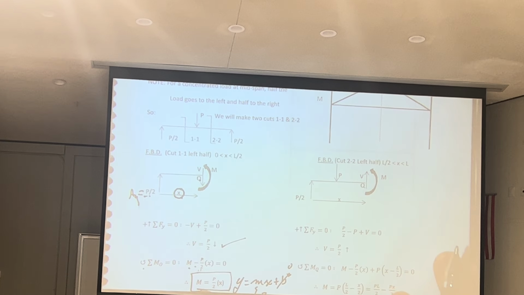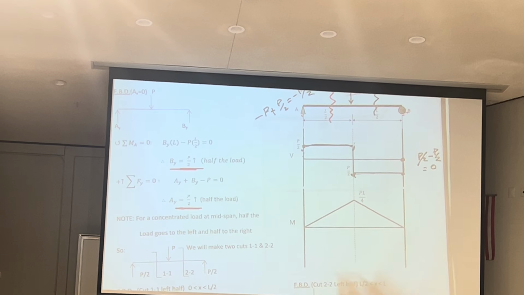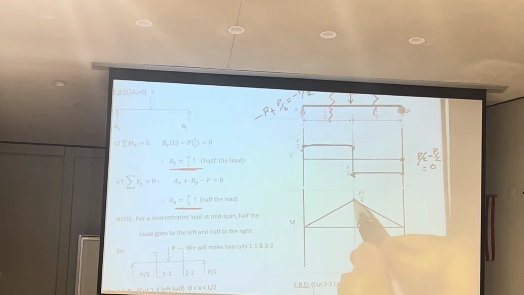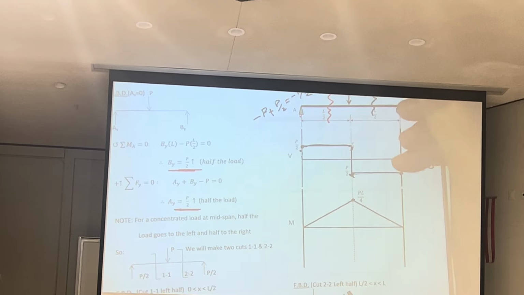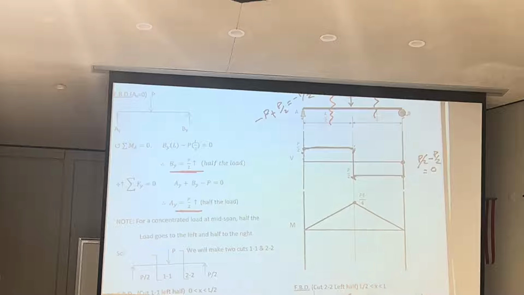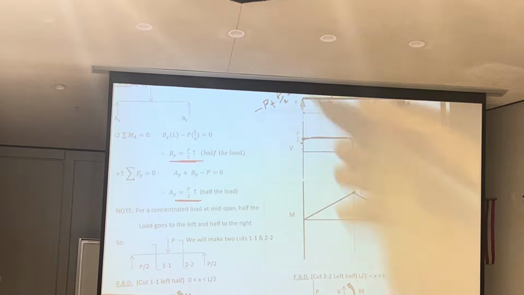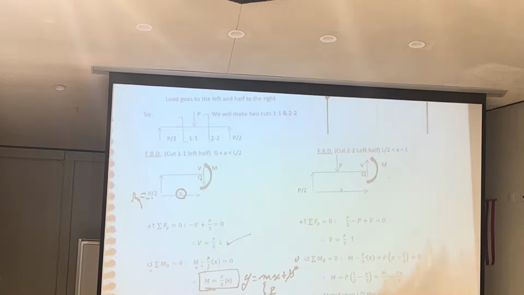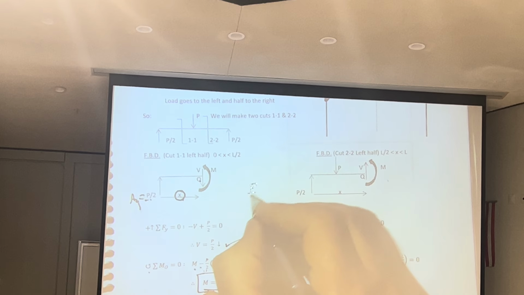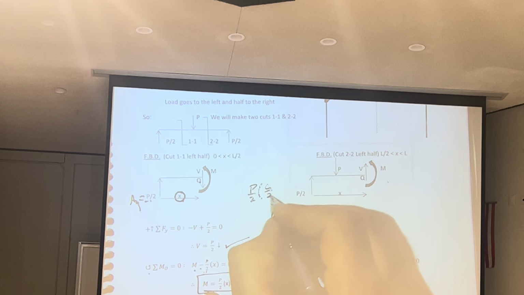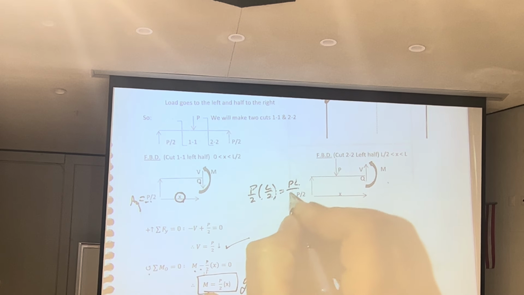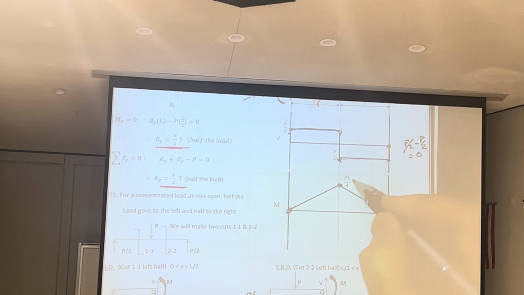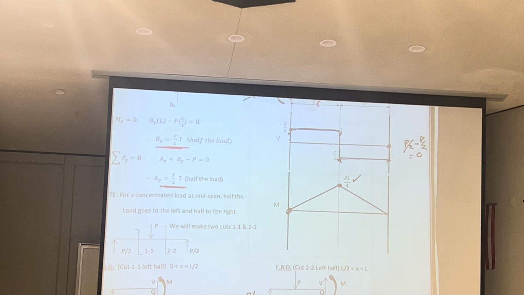What's the moment diagram? Well, this is y equals mx plus b. That's a line. So I've got a line that's increasing up until I experience a load. So I can draw this. There's no external moment, so it starts at 0 and goes to this point. Well, what is that point? If I plug in P over 2 times L over 2, I'm going to get PL over 4. And that's exactly what you see there, PL over 4.